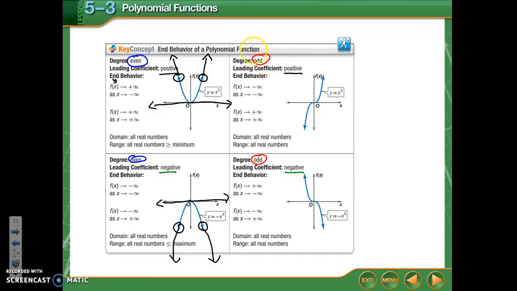Whereas if my degree is odd, the ends of my functions are always going to go opposite directions. So with my positive leading coefficient, you can kind of think of this as a function with a positive slope in a way. So as x goes to negative infinity, y goes to negative infinity. And as x goes to positive infinity, y goes to positive infinity. It's the opposite when the leading coefficient is negative. You can kind of think of negative slope. As x goes to negative infinity, y goes to positive infinity. And as x goes to positive infinity, y goes to negative infinity.